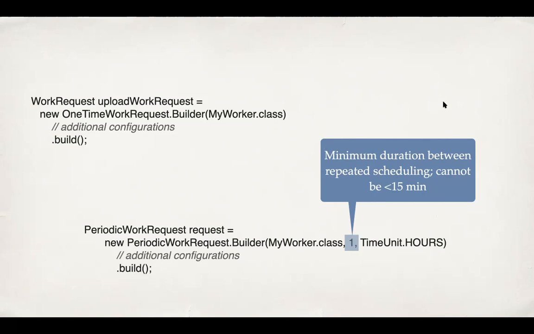All right. So that's about creating a worker and creating a work request from that worker. We'll talk about constraints and some other things in the next video.